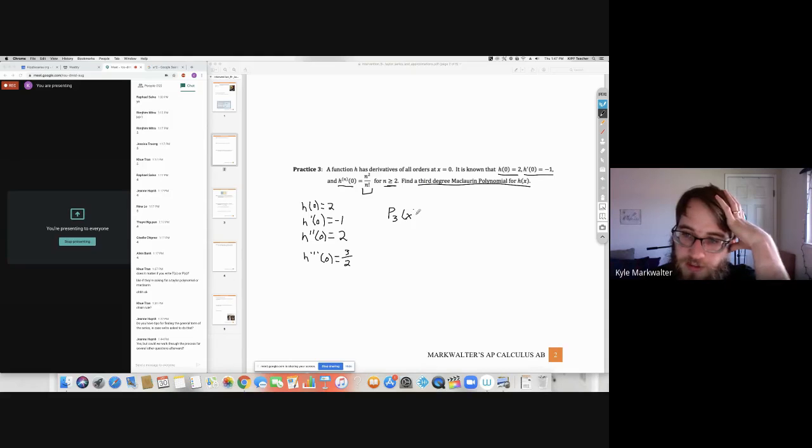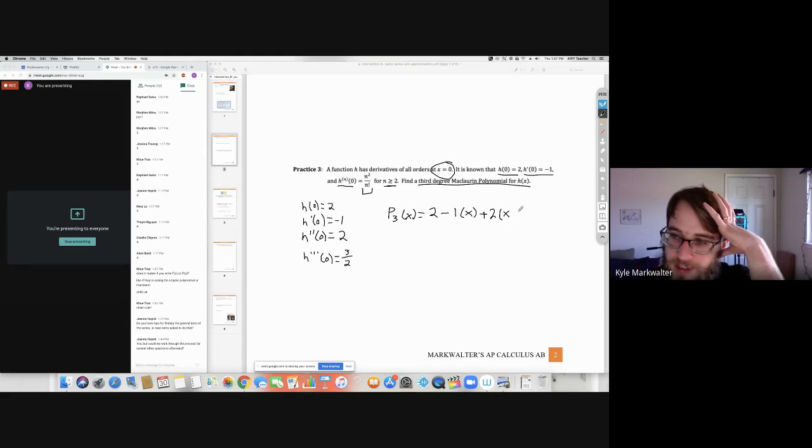P3 of x would be 2. We also start with that value. Minus 1 times x minus c. We're centering it at 0, so it's just x to the first power over 1 factorial, so you don't write those things typically. Plus 2 times x minus c, but c is 0, so it's just x squared over 2 factorial. Plus third derivative, that's 3 halves, times x minus c, which is 0, so x third power over 3 factorial.